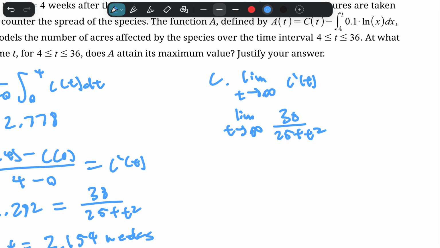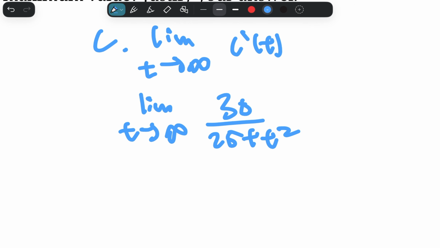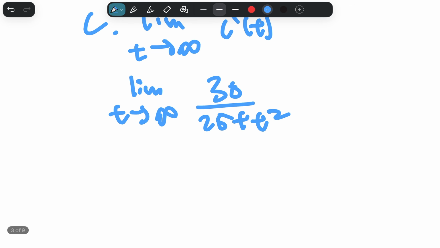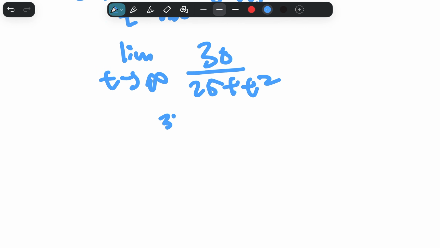Well, we know that as t approaches infinity, t is going to be an extremely large number. Now, what happens when the denominator is an extremely large number? Well, this is going to equal 0. Why? Because the 38 and the 25 are not going to make a difference. If you take 38 divided by 25 plus a billion squared or a trillion squared or even a quadrillion squared, the denominator is going to be so much significantly larger than the numerator that it's basically equal to 0. A really small number divided by a really big number is going to equal 0. So as t approaches infinity, this will be equal to 0.